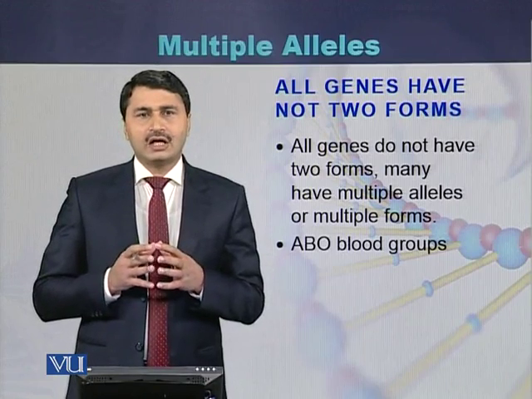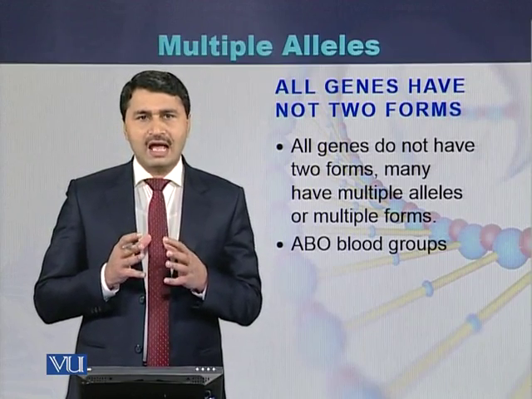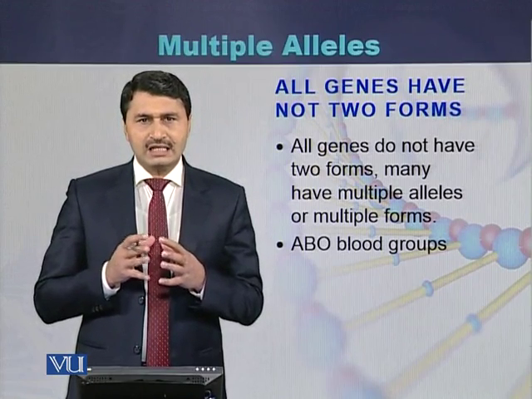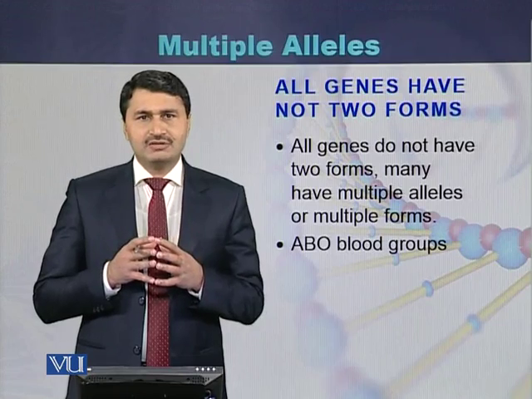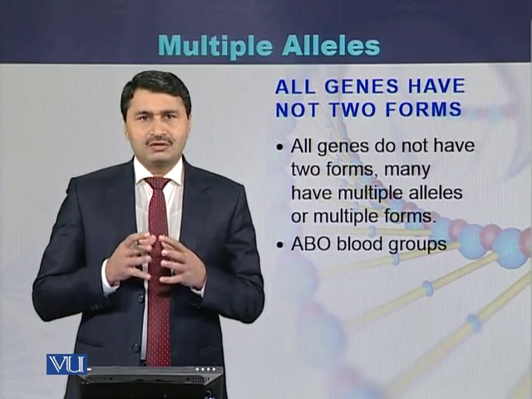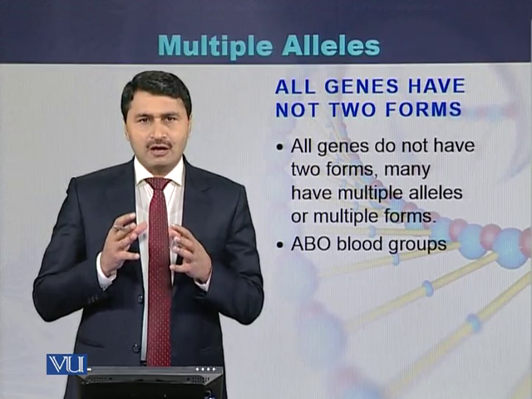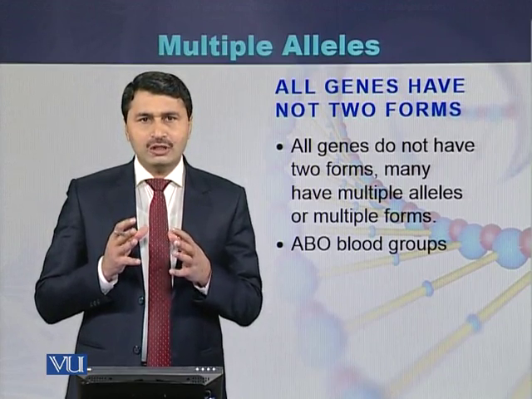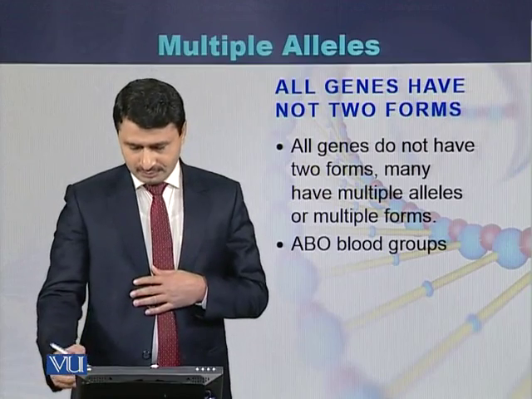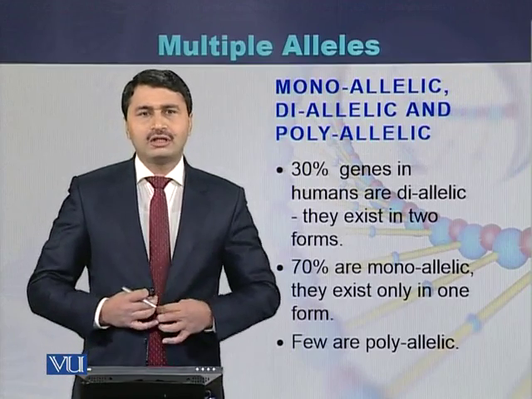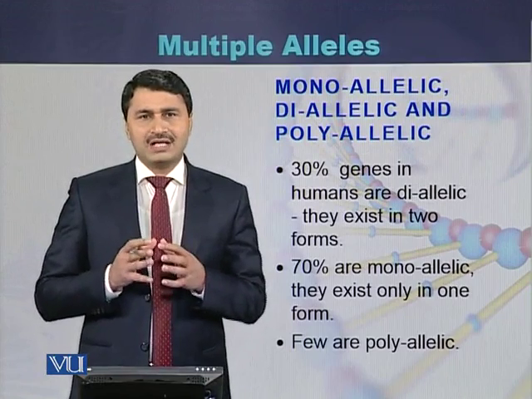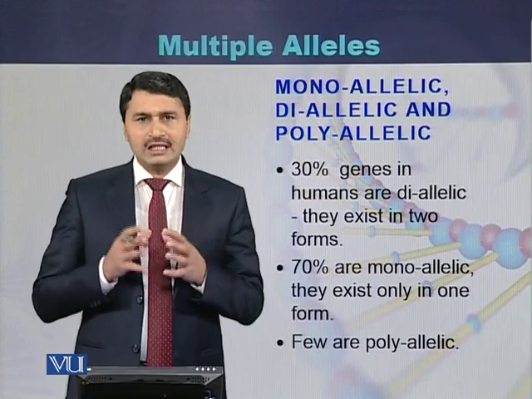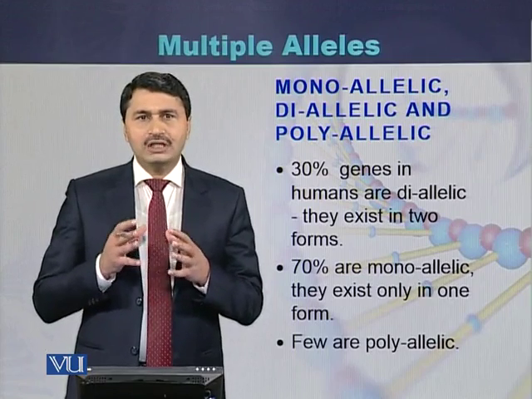But on the other hand, all genes do not have two alleles. There are many genes which have a single allele and there are many genes which are polyallelic. They have more than two alleles. Those genes are called polyallelic genes. An example of a polyallelic gene is the ABO blood system of humans. Alleles can be monoallelic, diallelic, and polyallelic.